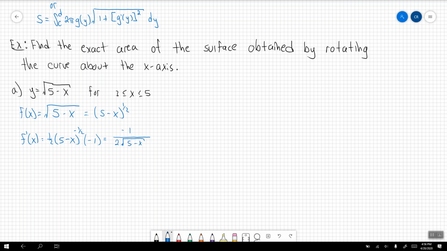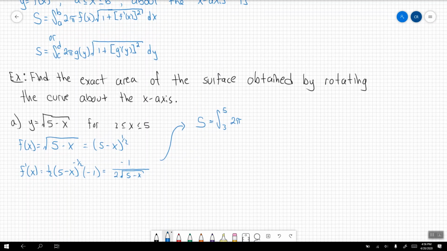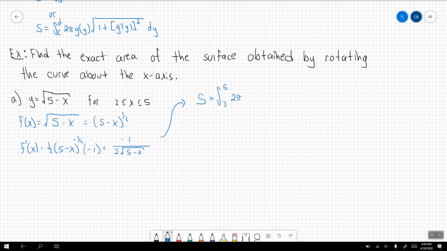So when we want to find this exact area for this surface, it is going to be given by the integral from 3 to 5 of 2 pi times, and then we're going to go back up here, times this f of x. And for this f of x, we have to analyze what we are looking at.